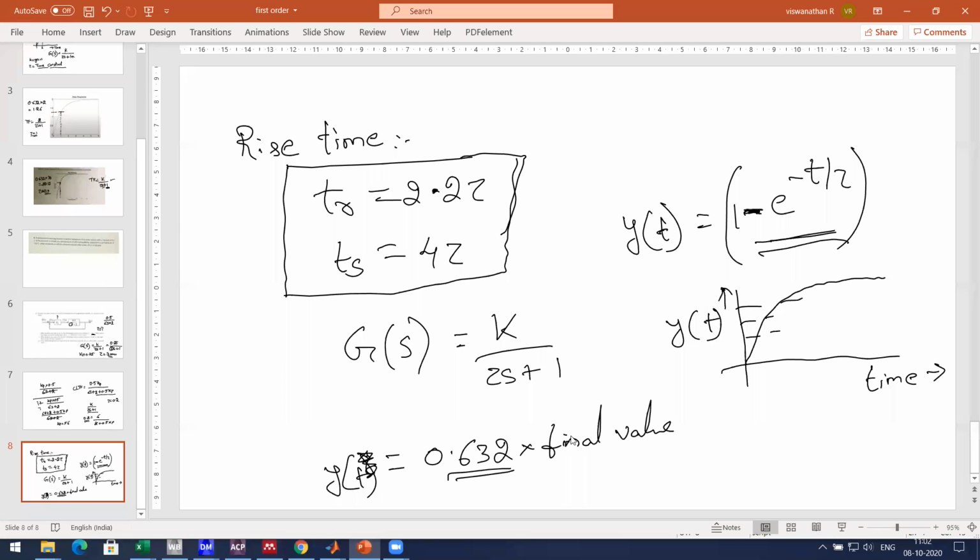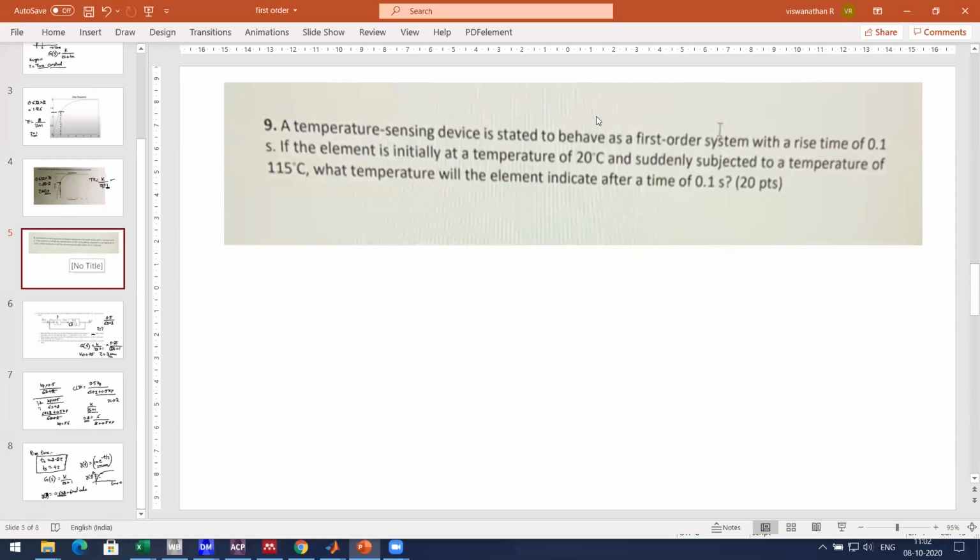Okay, so that is what this is. Now, a temperature sensing device is stated to behave as a first order system with a rise time of 0.1 seconds. If the element is initially at a temperature of 20 degrees centigrade and suddenly subjected to a temperature of 115 degrees centigrade, what temperature will the element indicate after a time of 0.1 seconds? Okay, so what is the time constant for this?